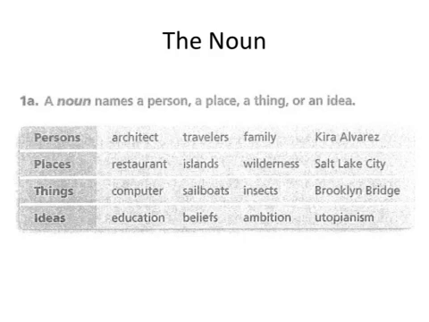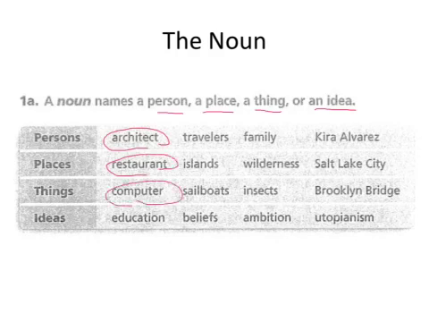In this video, we'll be covering the basic parts of speech. The very first part of speech is the noun. A noun refers to a person, a place, a thing, or an idea. Here are some examples of some nouns. So a noun can be an architect, a restaurant, a computer, or an idea like education.